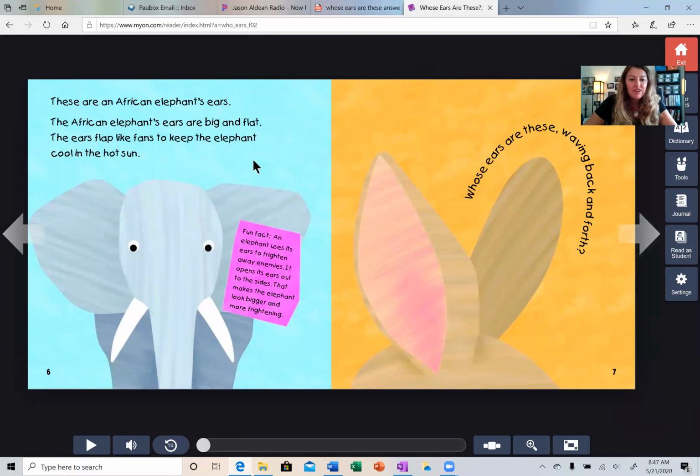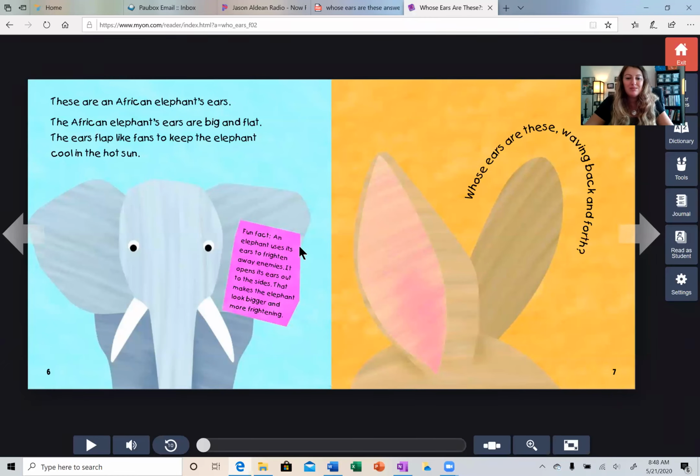These are African elephant's ears. Ooh, so whoever said elephant, you guys were right. This African elephant's ears are big and flat. The ears flap like fans to keep the elephant cool in the hot sun.